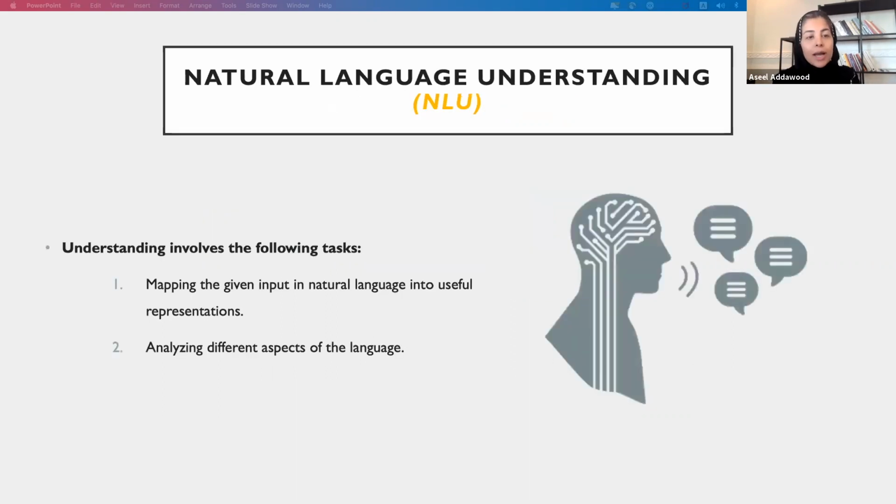So when we talk about natural language understanding, what do we mean by that? Similarly to Siri, Amazon Alexa understands the input, the language, and then converts it to structured data inside the machine. It does that by analyzing the different aspects of the language, by analyzing the language from different perspectives, etc.